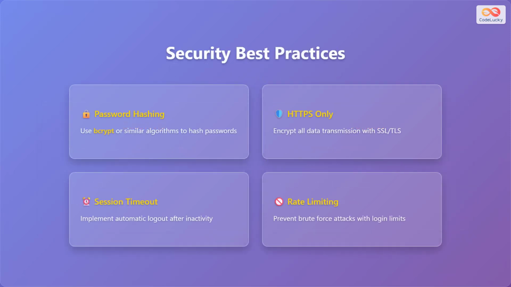To ensure robust authentication security, it's essential to follow best practices. These include password hashing, using algorithms like bcrypt to securely store passwords; HTTPS only, encrypting all data transmission with Secure Sockets Layer or Transport Layer Security; session timeout, implementing automatic logout after inactivity; and rate limiting to prevent brute force attacks with login limits.